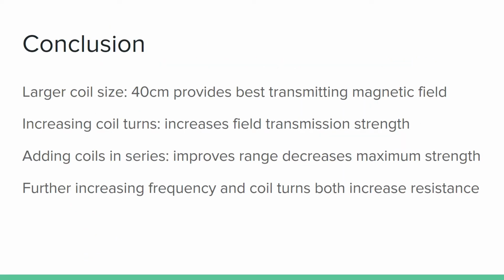And here is the conclusion. The larger coil size, the 40 centimeter, provided the best transmitting for the magnetic field. Increasing the coil turns increases the field transmission strength. Adding coils in series improves the range, but decreases maximum strength. And furthermore, increased frequency and coil turns both increased resistance.